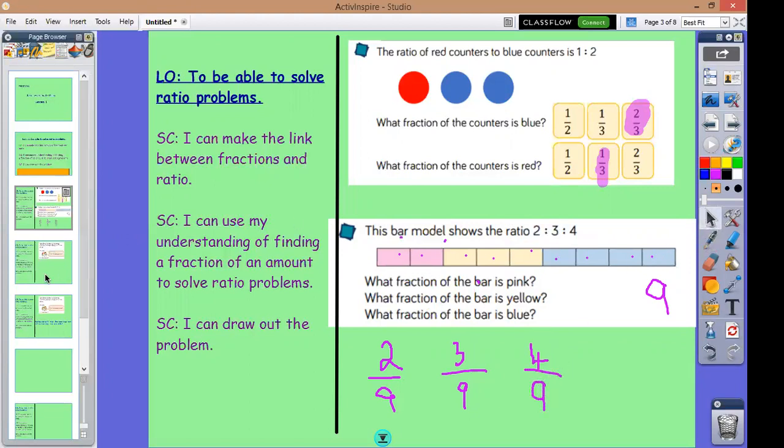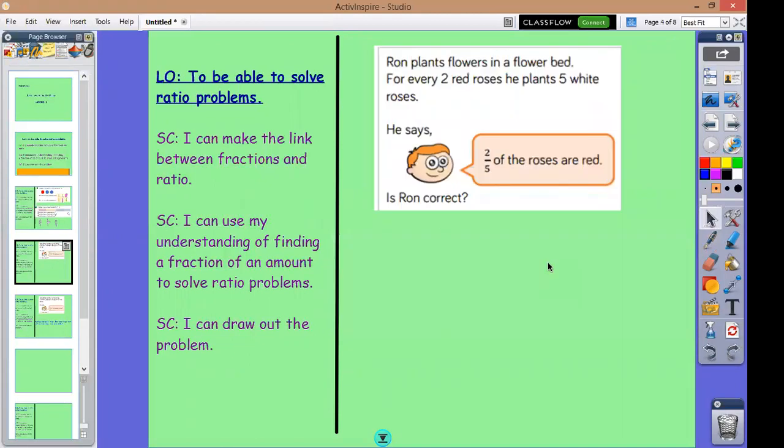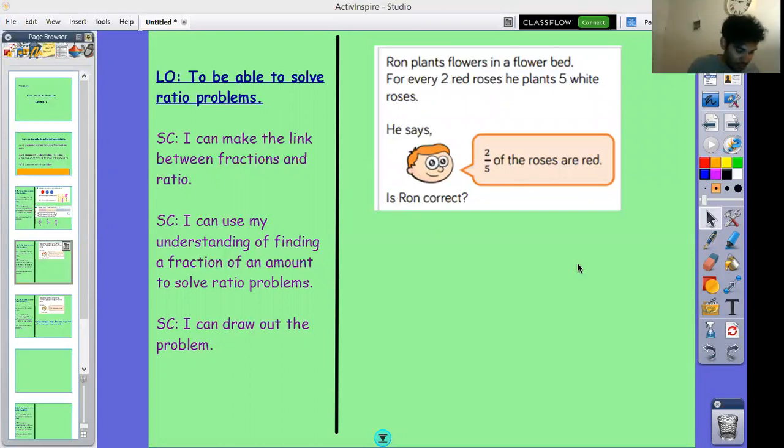Fantastic. Okay, so let's go on to the next question. Ron plants flowers in a flower bed. For every 2 red roses, he plants 5 white roses. He says 2/5 of the roses are red. I'm just going to turn on my video to show you how we can solve this. You may have already worked out whether it is correct or not, but let's prove it.